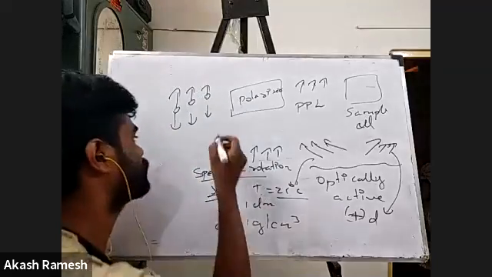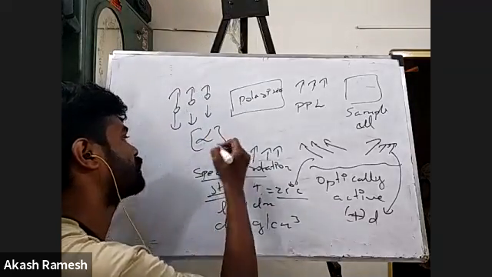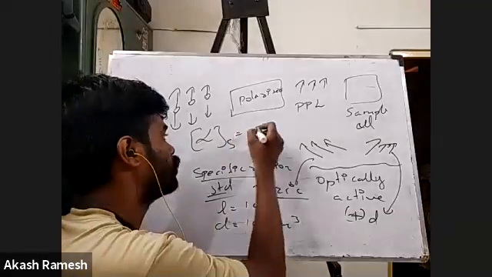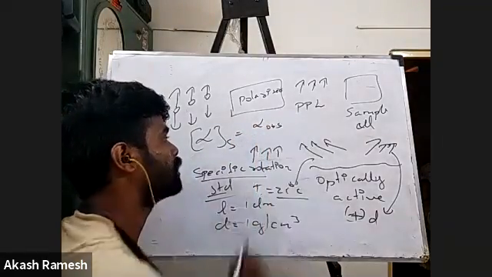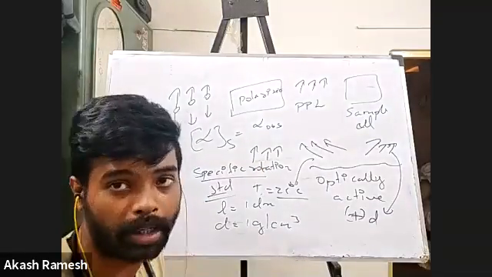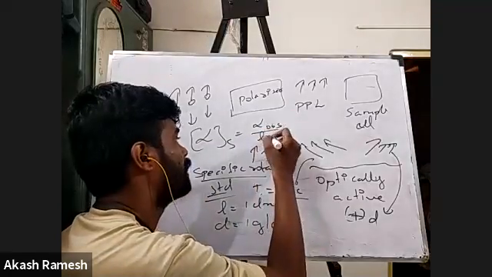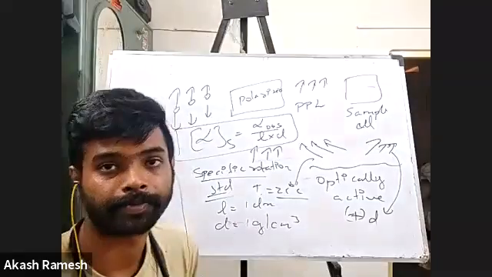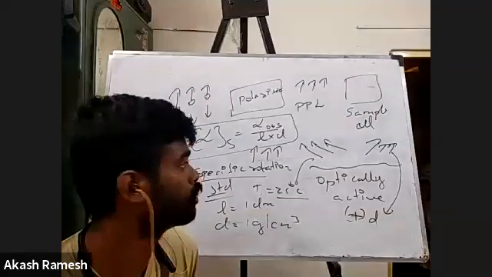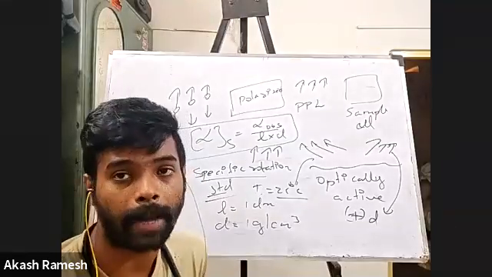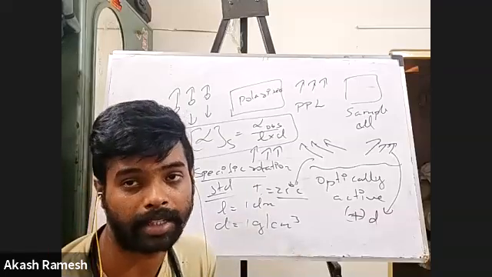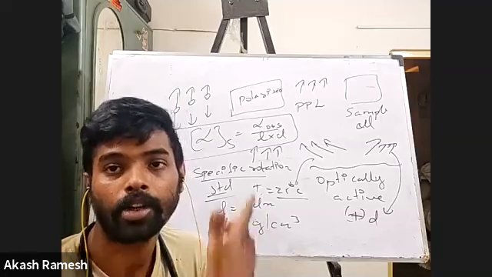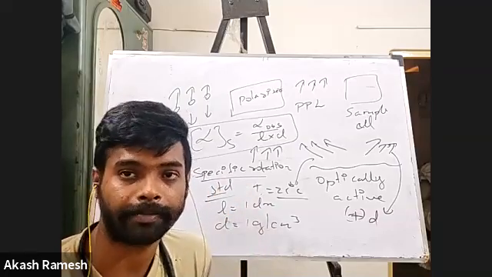This is how the formula is: alpha s, where s stands for the specific rotation, is equal to the alpha value observed, whatever value you have observed, divided by L into D. This is the formula. L is the length of the sample cell. D is the density of the sample. Or sometimes if you're not using density, use concentration.